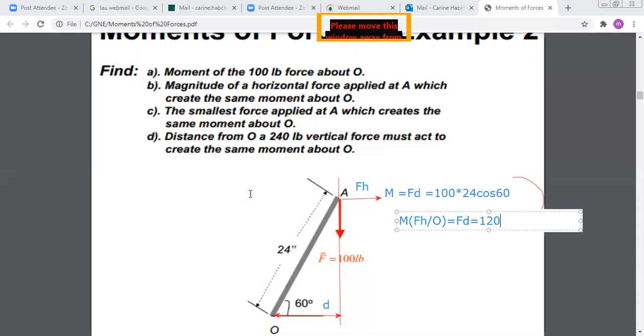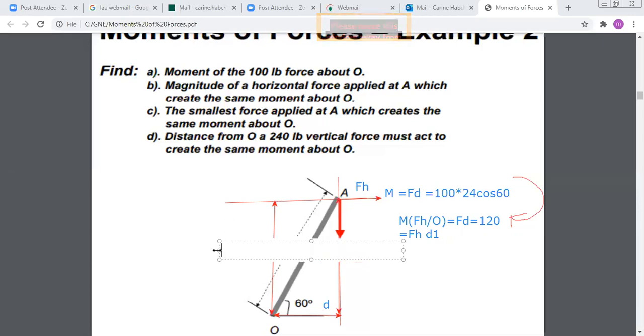So this moment is equal to FH times which distance? I will call it D1, and I will put it on this figure. What is D1? D1 is the projection from O to the line of action of F horizontal. This is the line of action of F horizontal. If I project from O towards this line, this distance of projection is equal to this distance here. It's equal to 24 sine 60. So this is 24 sine 60.